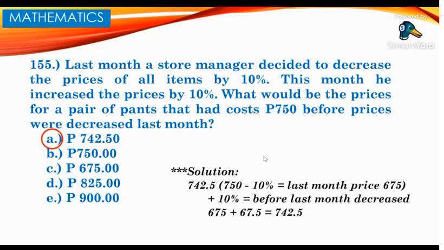Let's check. So last month, a store manager decided to decrease the prices of all items by 10%. This month, he increased the prices by 10% based on the current price na po ito. What would be the price for a pair of pants that had cost 750 before prices were decreased last month? It is asked of the price. So, the price before po siya na-decrease is 750.